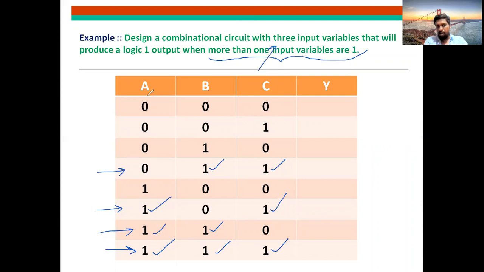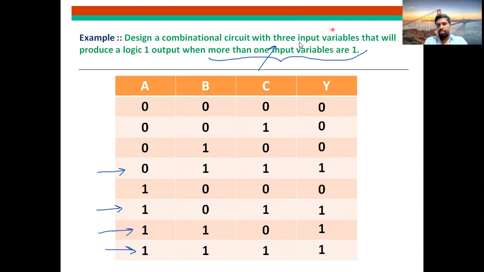What is the condition? Among these 3 inputs, more than one input should be 1. So that's why 2 inputs are 1, 3 inputs are 1. That condition I tick mark here. So these 4 conditions, there only I should write 1. For this combination, you should get 1. And for this combination, output should be 1. And for this combination, output is 1. And for this combination, output is 1. And the rest of all will be 0. So like that, you should frame the table.